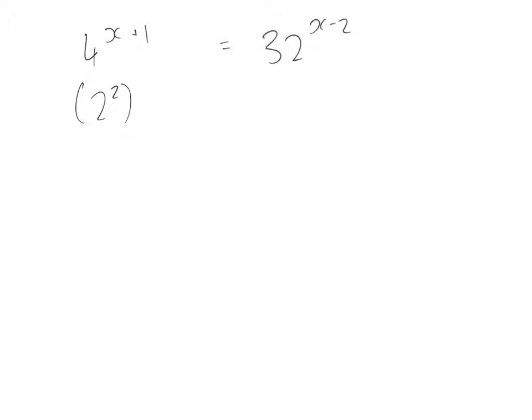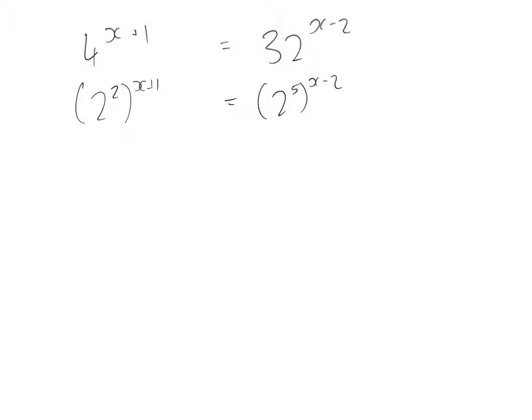So what I do is I replace 4 with the power, 2 squared, and have x plus 1 outside as usual. And on the other hand, I've got 32 to the power of x minus 2, and 32 is 2 to the power of 5, to the power of x minus 2.